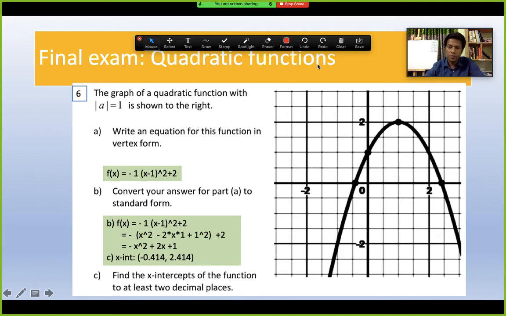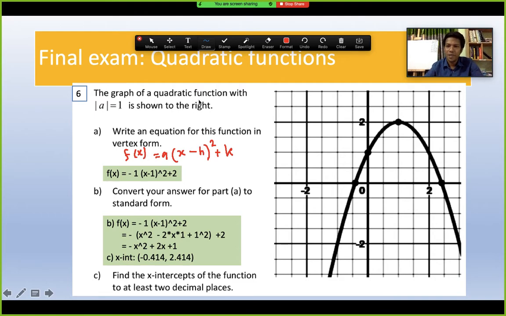Here a graph is given. From this graph we have to find the equation of this parabola. So how can we find the equation of this parabola? Our rule is f(x) equals a into (x minus h) whole square plus k. This is the rule. This is the vertex form of the equation of a parabola or quadratic function. Vertex form, quadratic function, vertex form.